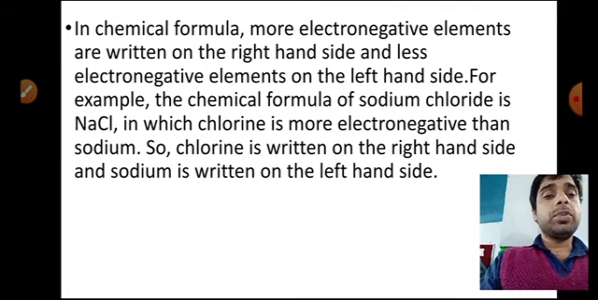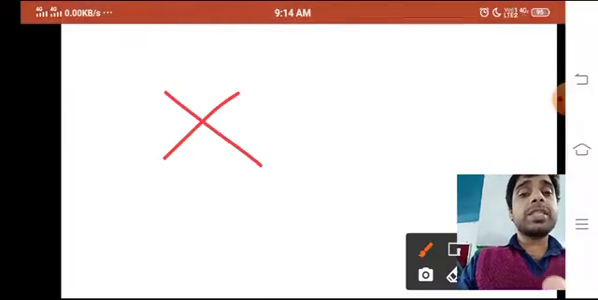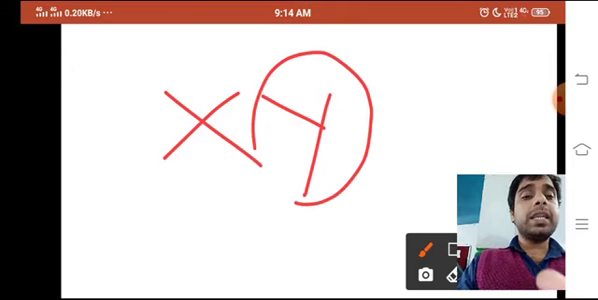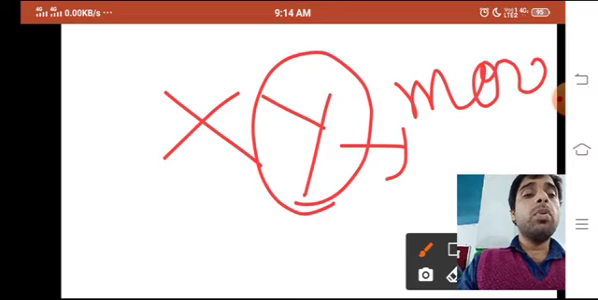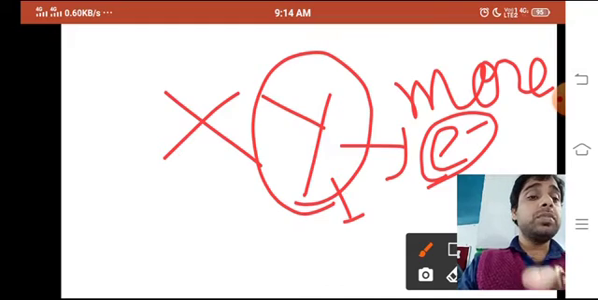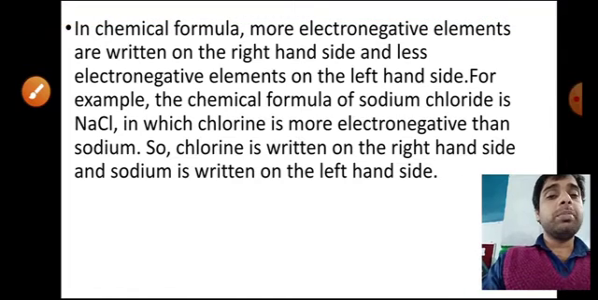Now you can see that in a chemical formula, more electronegative elements are written on the right hand side. How can you say? If X and Y are there, the right hand side is the place where the more electronegative element goes. In any chemical formula, the right side should be where the most electronegative element is, and on the left hand side the less electronegative element should be there.